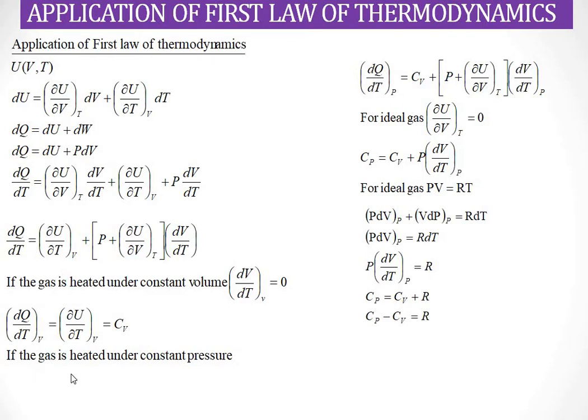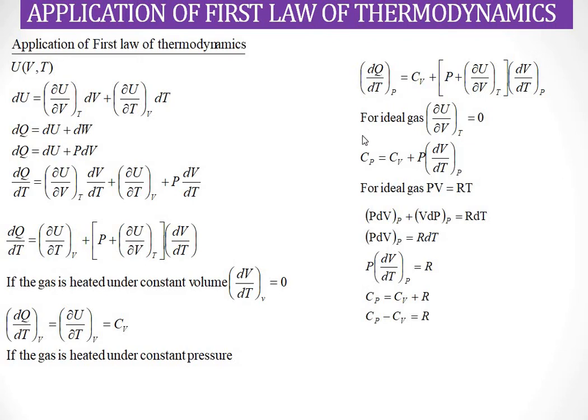Suppose the gas is heated at constant pressure. So we have to apply the constant pressure condition to this equation. You will get ∂Q/∂T at constant pressure. This term is always at constant volume, so we can replace this term by Cv. So dQ/dT at constant pressure is equal to Cv plus [P + ∂U/∂V] into dV/dT at constant pressure. So when we heat the system under constant pressure, this equation is converted into this type of equation.